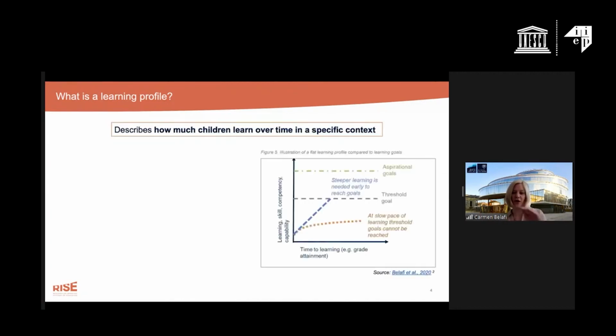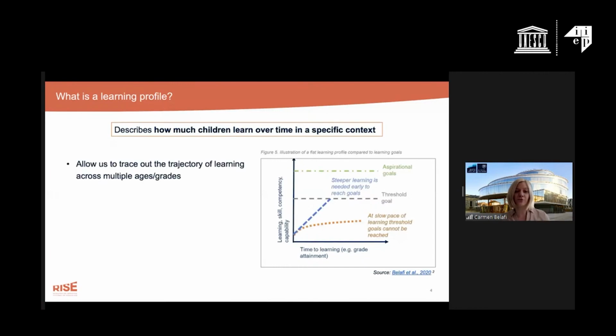So here you can see on the x-axis, you will have time, so that can be age or grade. And on the y-axis, very generally, it's going to be the learning or the skill. And then ideally, what you want is learning profiles to be very steep early on, because learning is cumulative. But what we see in reality is often very different, and I'll come to that in a minute.